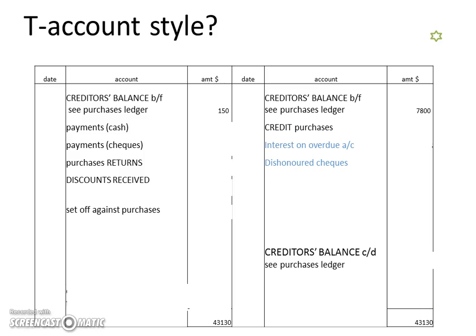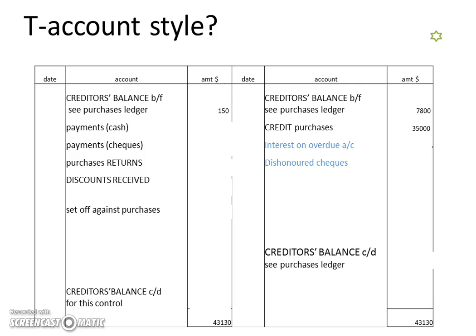So we can put in the figure that's currently on the purchase ledger. We're going to add that to the side that increases because obviously we haven't paid it, so it's there. And we're going to work out the balance for this control, which is what the question requires. So let's plot our information.